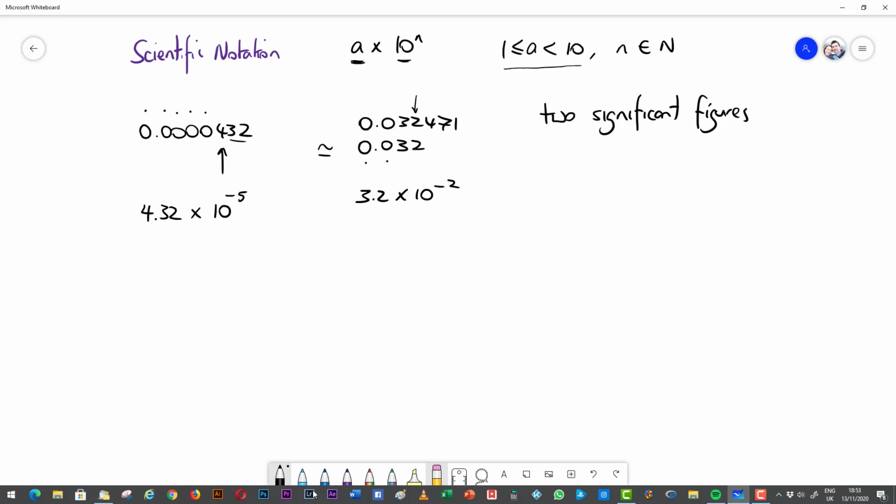Okay, let's give an answer this time to 2 decimal places. So how would that be slightly different? 2 decimal places.